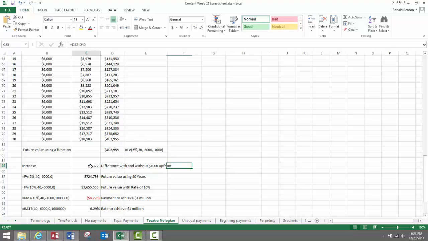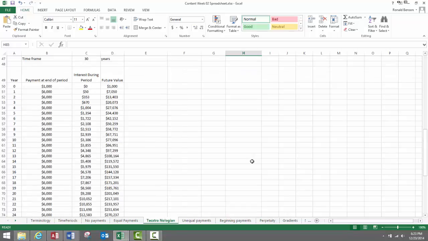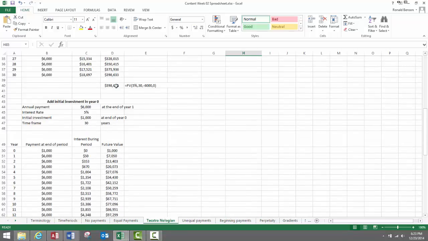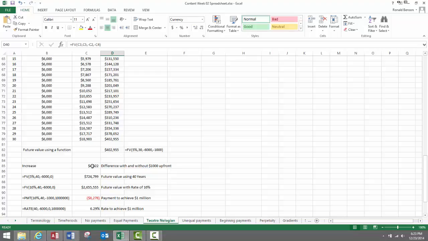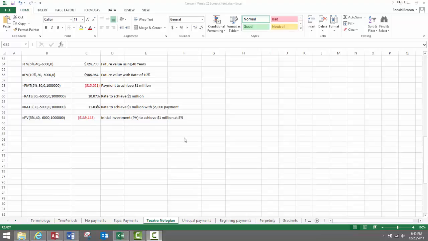The increase then from 1, we take the D82 minus D40. Here's D82. Subtract out the D40, which is the one up here. And by putting $1,000 up front, it increased the end benefit by over $4,000, $40,322 to be exact. Now let's look at some other variations on Tectra's retirement plans.